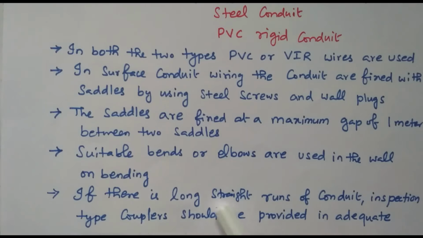If there is a long straight run of conduit, the inspection type coupler should be provided adequately. So if the length is very long, the inspection type coupler is a box. If any fault occurs, we can open that coupler and inspect. Whatever fault is there can be replaced. Because it is very lengthy, it is very difficult to identify the fault. So by placing this inspection type coupler, we can easily identify it.